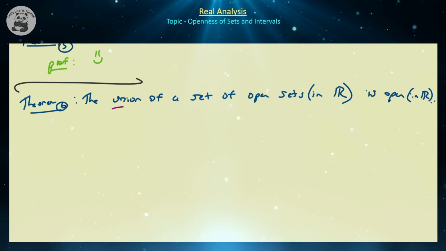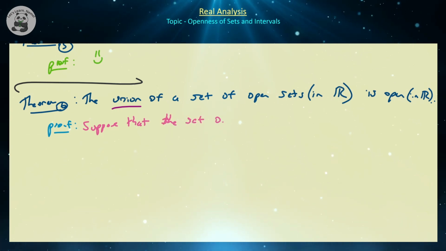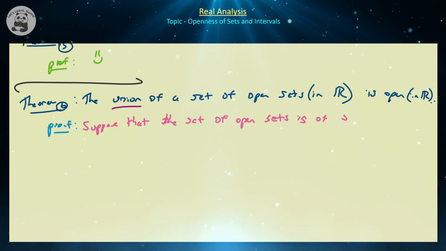And this union can be a finite union, a countably infinite union, and also an uncountable union as well. All right? So let's see if we can go ahead and prove that the union of open sets of real numbers is also open. So how are we going to go about doing that? So let's suppose that the set of open sets is of size, let's call it omega.